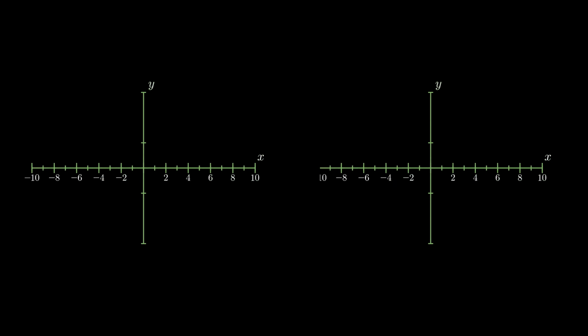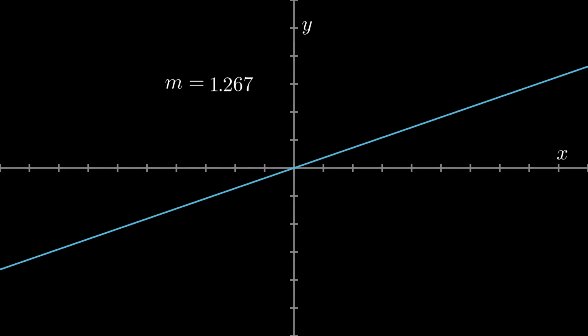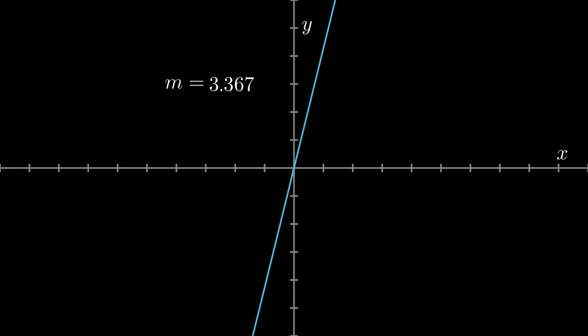But what's m and c? Look at these two graphs. What's the difference between these two graphs? Well, the second one is steeper than the other. The measure of steepness is denoted by the letter m. The mathematical term for this is gradient. As the value of m increases, we see that the line becomes steeper and steeper.